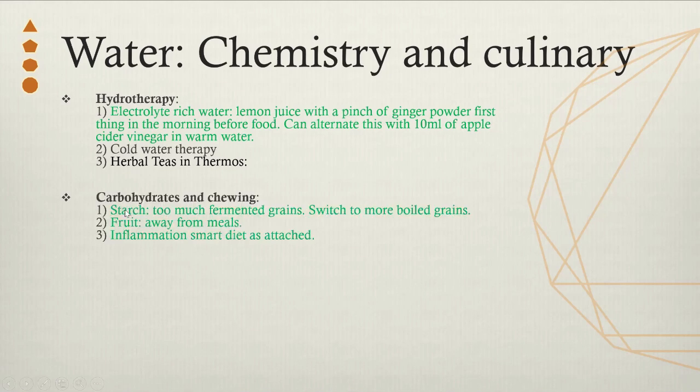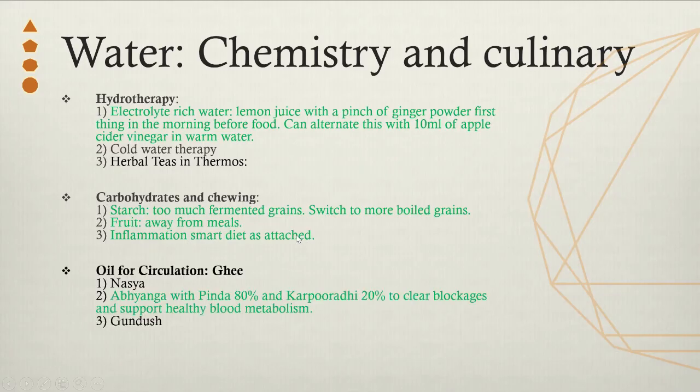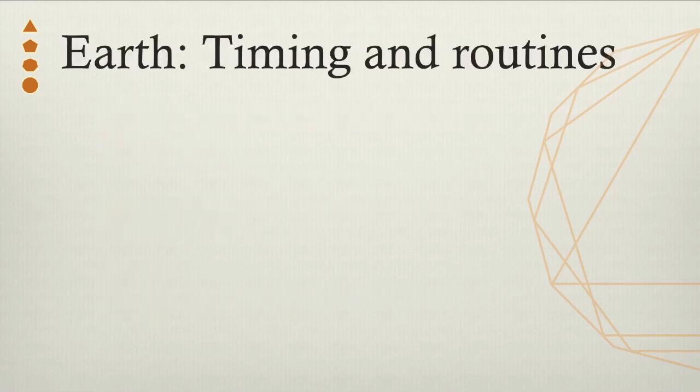I then focused on starch, too much fermented grains, switched to more boiled grains, fruit, made sure it's away from meals, stopped him mixing it with yogurt, and I focused on an inflammation smart diet as I went through before. For oil of the body, Abhyanga with the Pinda, the Karparoti to clear blockages, support healthy blood metabolism. I get him to rub that on and then get into a little steam tent that he can buy and have at home himself that he now uses.